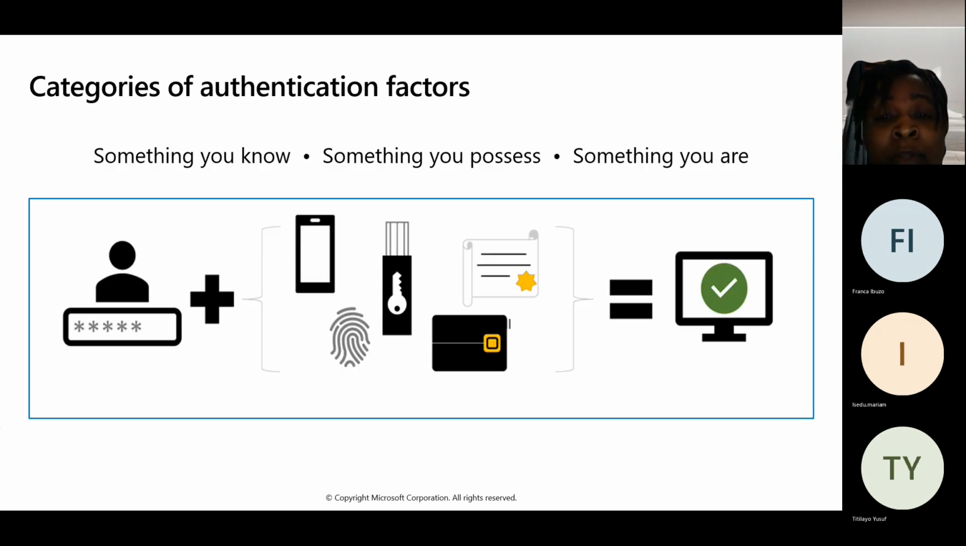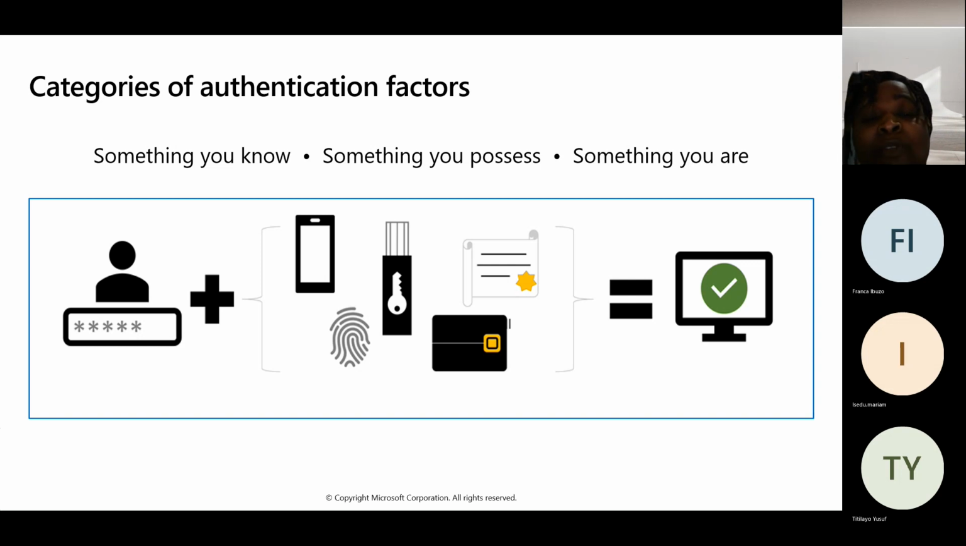So in authentication, we have three key factors that we use in building an authentication framework. We say something you know, something you possess, and something that you are. Something you know is your password, right? And something that you possess could be your phone, your fingerprint, a smart key reader, a smart card reader, or a USB key.